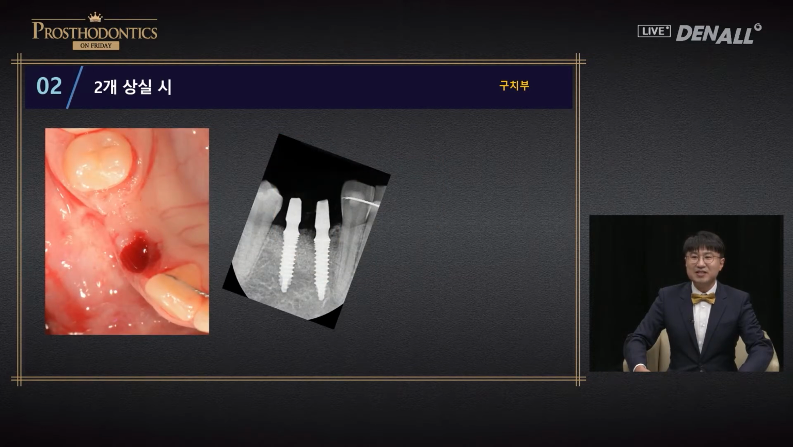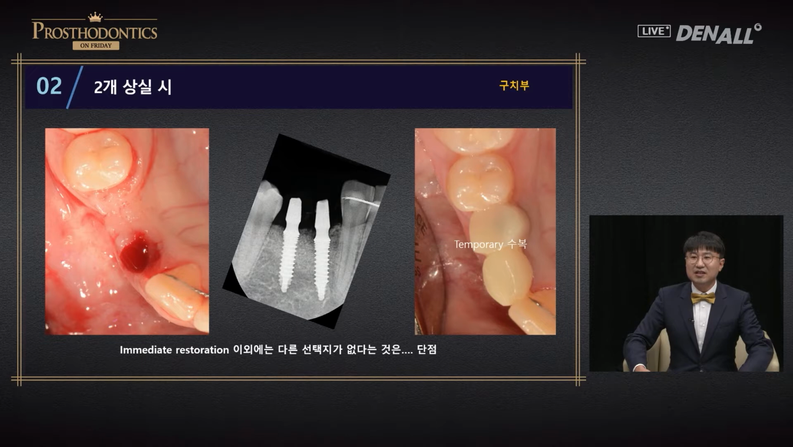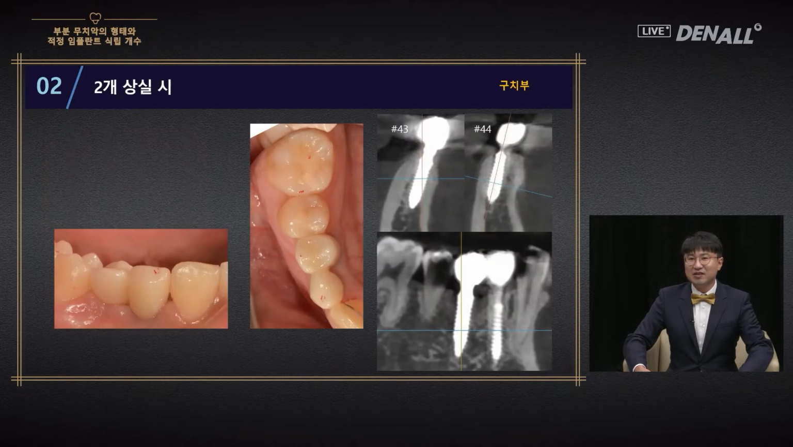Number 43 and 44 were missing. I placed the 2 MS implants and temporization was provided. The biggest shortfall of the MS implant is that there's no other option than immediate restoration. If initial stability is weak, you cannot do submerging. I restored with 2 MS implants, and I believe it was the right choice for such a tight space.